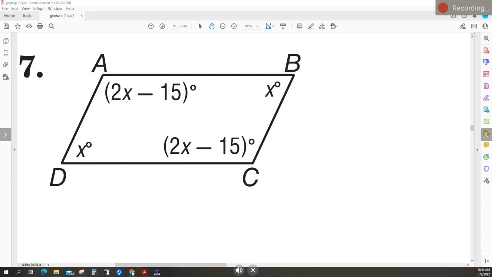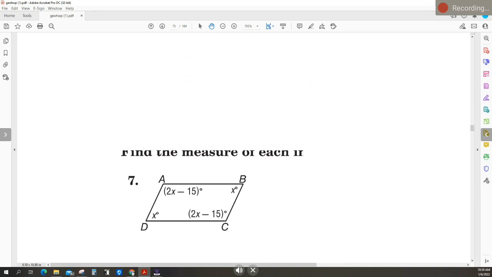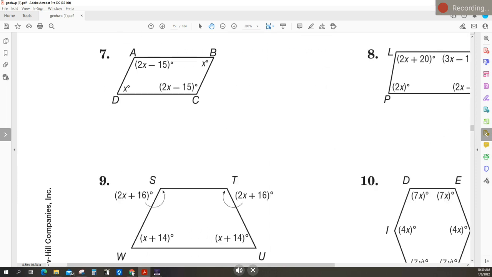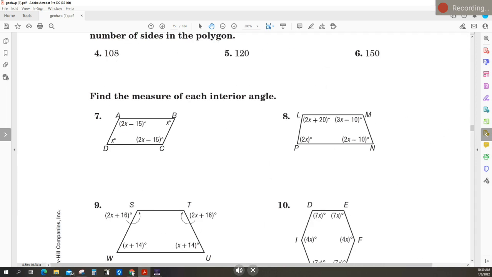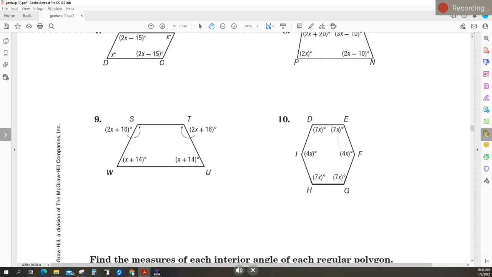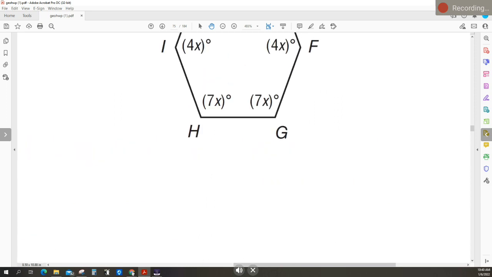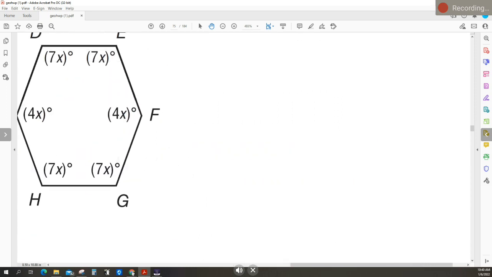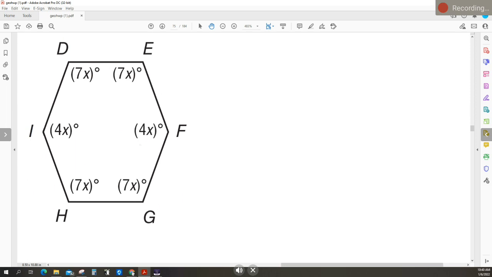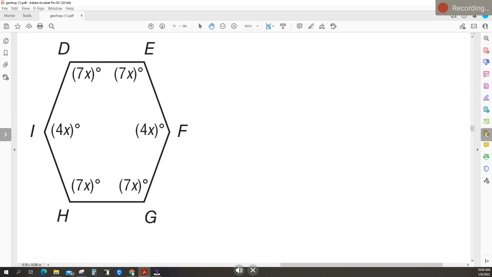Okay. I'm not going to do 8 and 9 because they're exactly the same thing. You're doing exactly the same process. Okay? We will do 10 together though because 10's different. What makes 10 different? What's different about that one? The shape. It's not a quadrilateral. It's a what? How many sides does this have? It has 6 sides. It's a hexagon.